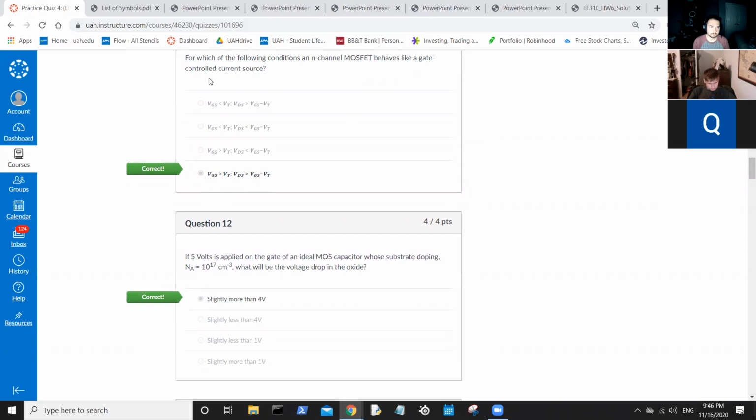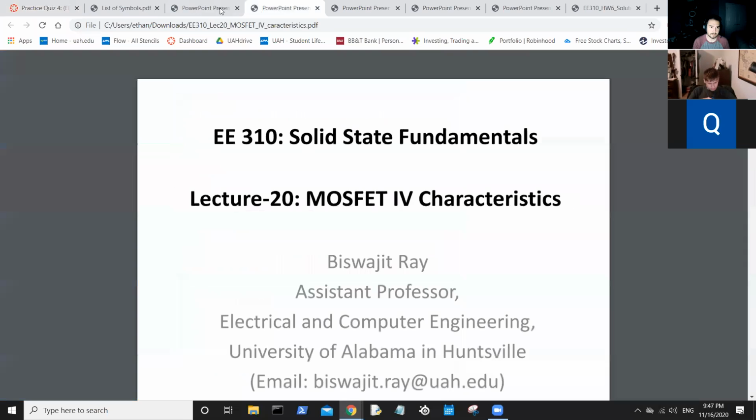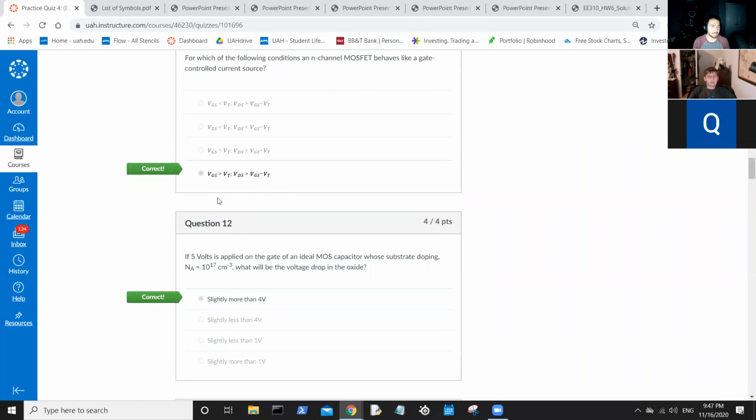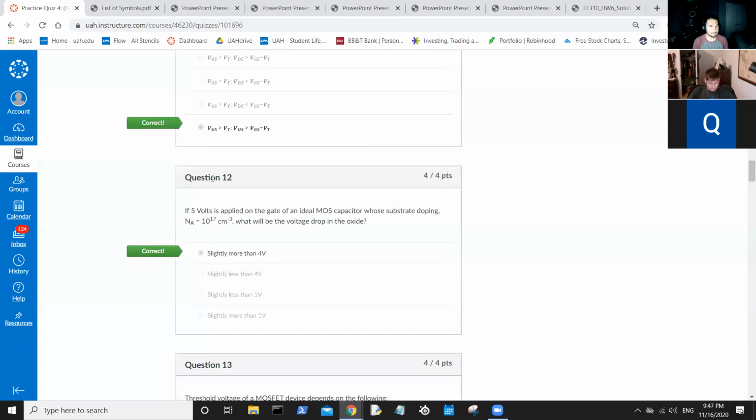It's just a relation for a gate-controlled current source, and that's probably going to come from one of these PowerPoints because it's a property kind of thing. So in this case, when it's a gate-controlled current source, it's just going to be greater than for both parameters.